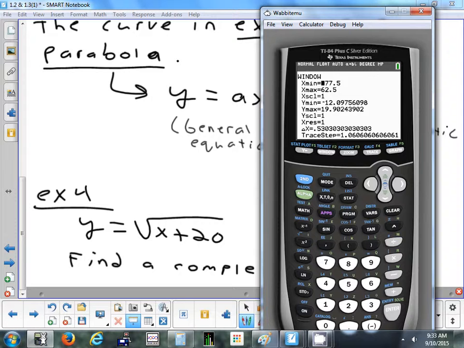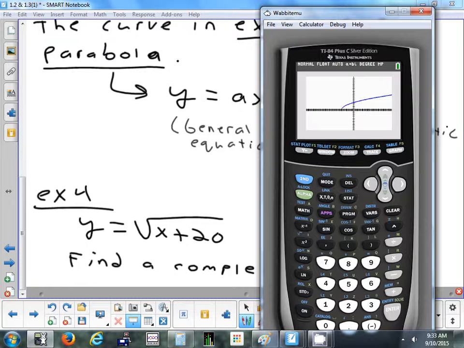Okay, so any questions on finding a complete graph for a square root function? Did you see that again? I went to zoom, I went to 3, and then I put my cursor right in the middle, and I just hit enter. If I do it again, the graph might start to look a little small. That's not as good of a window, because now I can't even really see the curve here. So I might want to zoom back in.